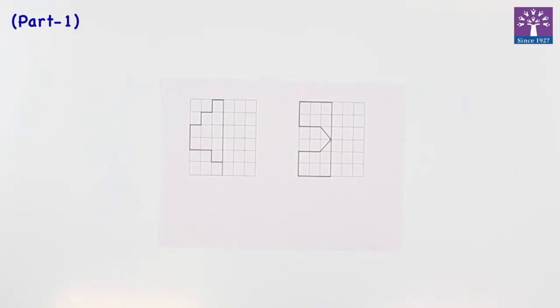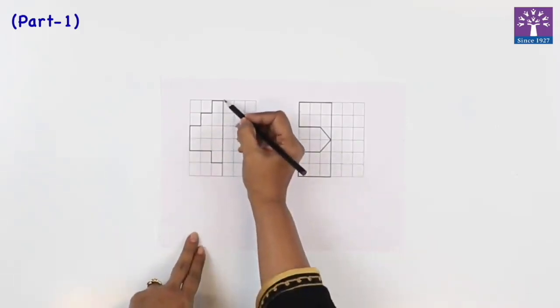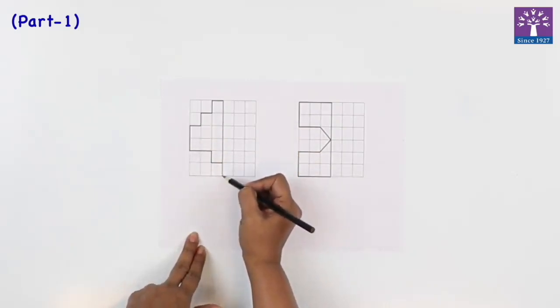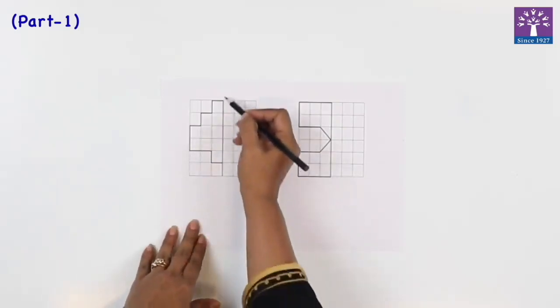Now, reflection. What do you mean by reflection? When you see yourself in the mirror, what do you see? Yes, you see yourself. We are going to draw exactly the same. It's a reflection. Can you see this dark line in the center? Let's assume this to be a mirror line or a center line.